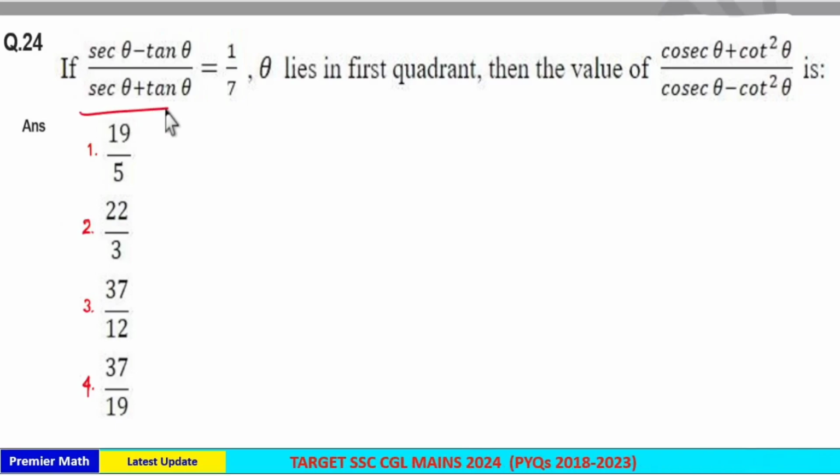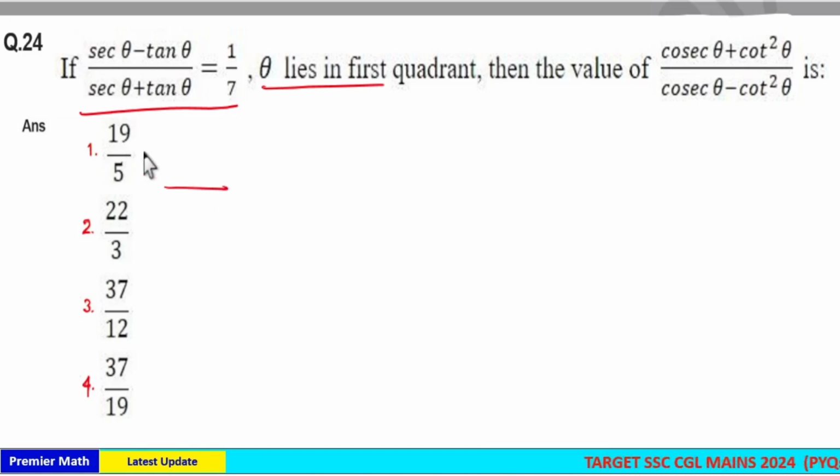If (sec theta minus tan theta) by (sec theta plus tan theta) is 1 by 7, theta lies in the first quadrant, then the value of the following is. Here use componendo and dividendo rule. That is, first take the sum of numerator and denominator. Here tan theta cancel, remaining is 2 sec theta. So write it in the numerator.